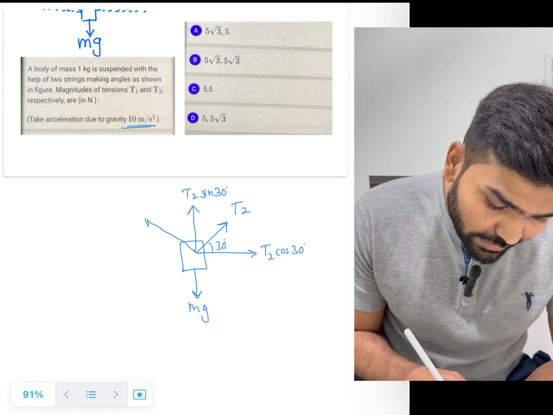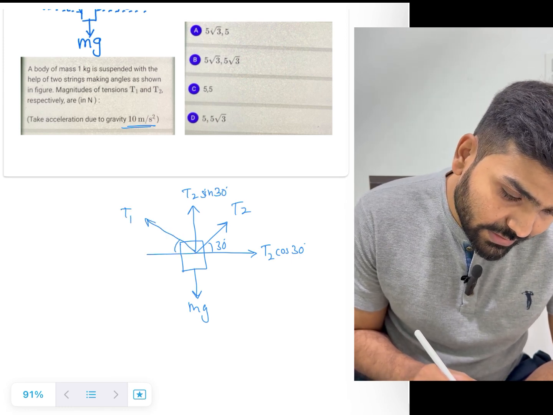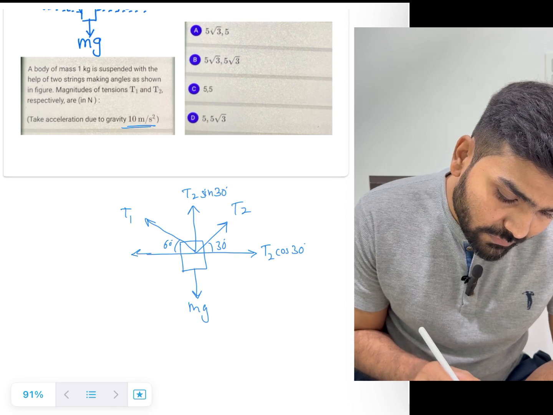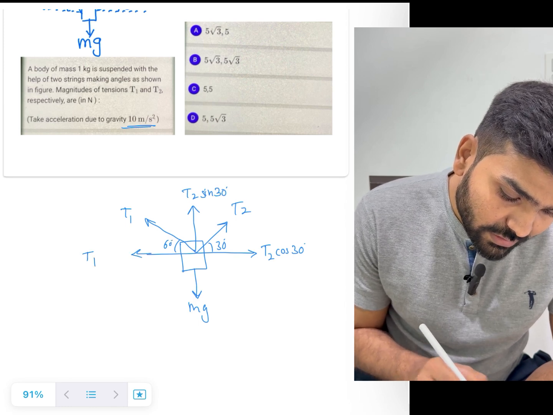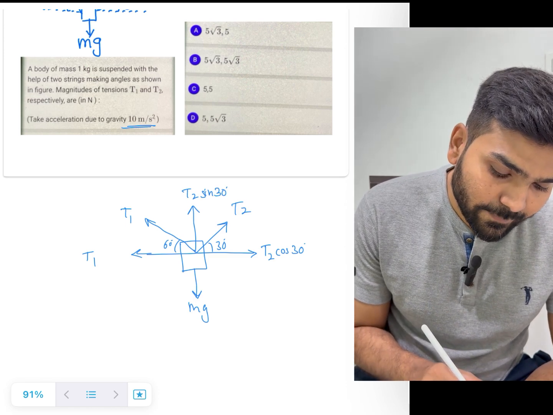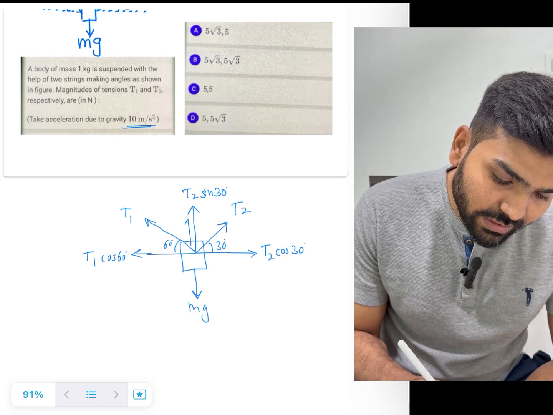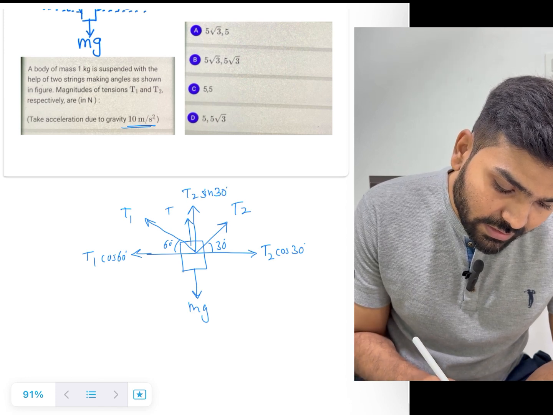Now the T1 tension makes an angle of 60 degrees here, which means if we resolve the vectors, then in the horizontal direction it will be T1 cos 60 degrees, and in the vertical direction, again in the upward direction, it will be T1 sine 60 degrees.